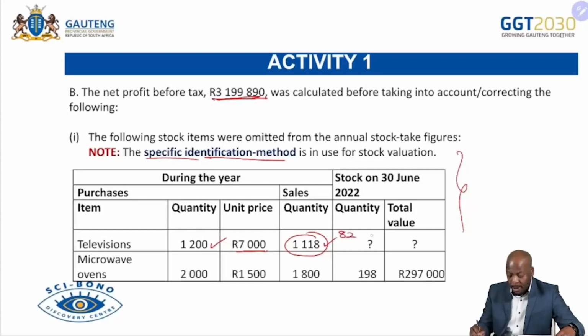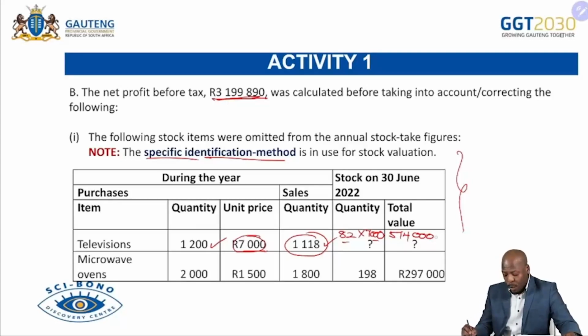And then you will remember that when we use the specific identification, a particular product or a particular type of stock will be identified with its own cost price. So with the televisions, the unit price in this case is 7,000. That means you're going to take now your 82 units, you multiply that by your 7,000 rands. That should give you then the value of closing stock. If you multiply that, please punch that into calculators. You're saying 82 multiplied by 7,000, and you should get something that is 574,000.